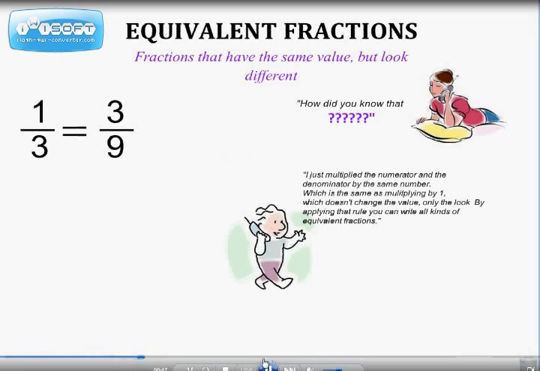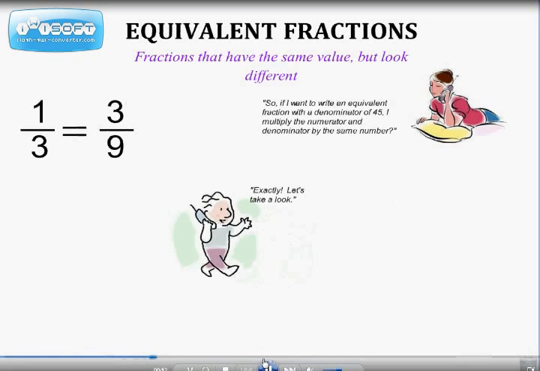All kinds of equivalent fractions? So I can pick any number I want? So if I want to write an equivalent fraction with a denominator of 45, I multiply the numerator and denominator by the same number? Exactly!